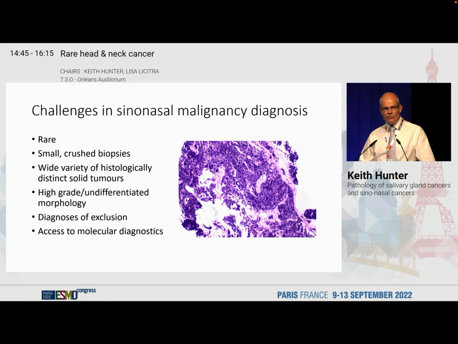There are a number of these tumours which are very high grade and undifferentiated, and that brings the problem of diagnosis of exclusion. And many of them also do need access to very sophisticated molecular diagnostics which are not available in every centre.